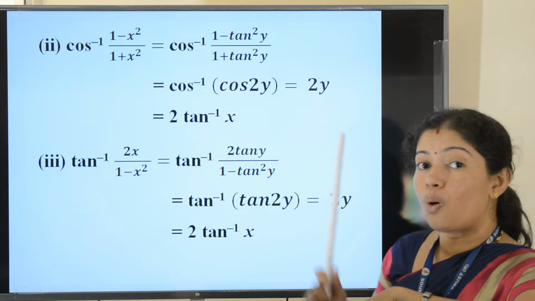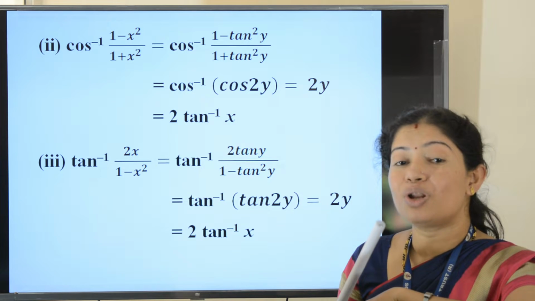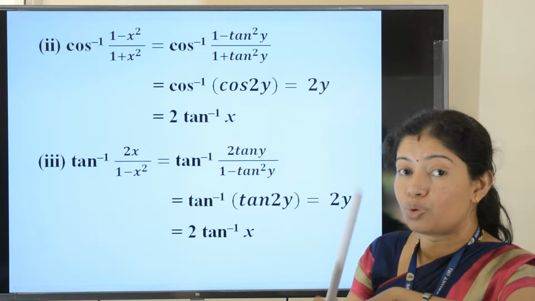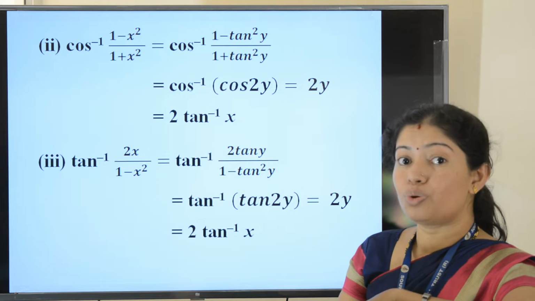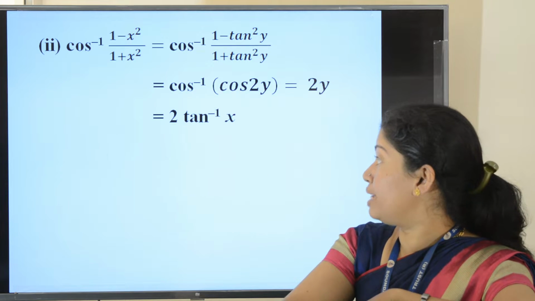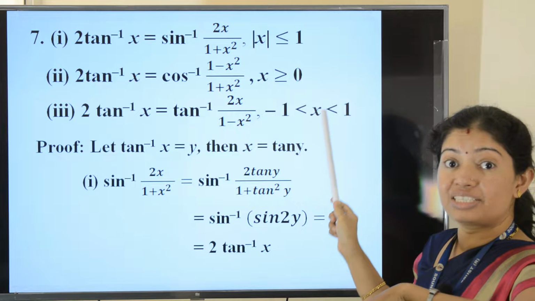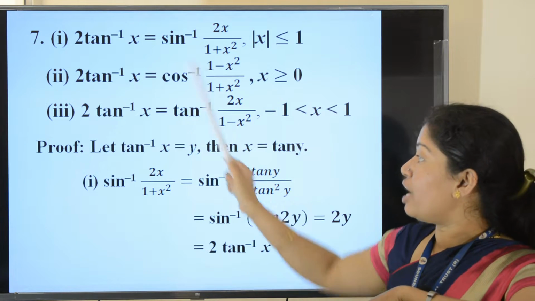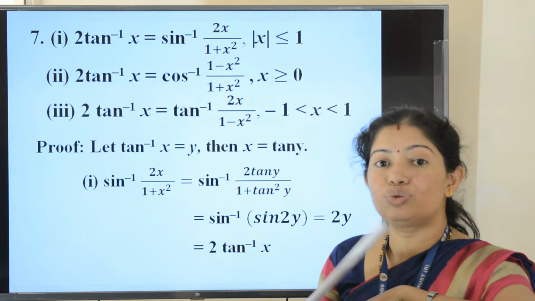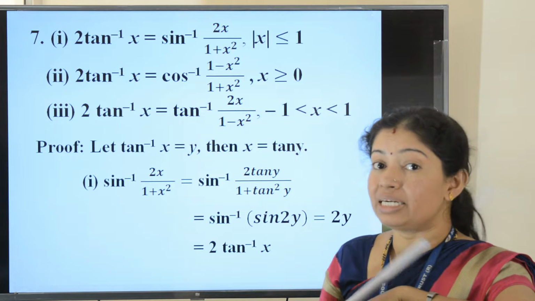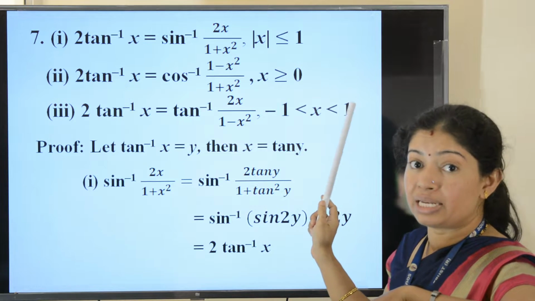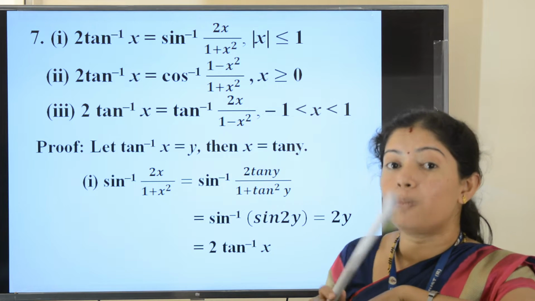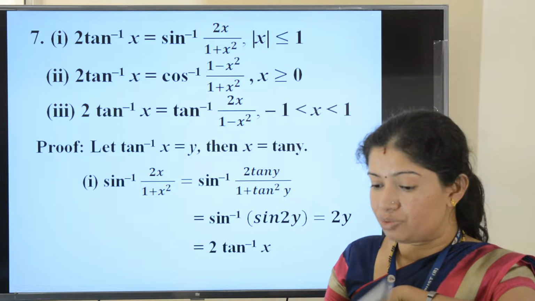So 2y belongs to the open interval minus pi by 2 to pi by 2 means y belongs to the open interval minus pi by 4 to pi by 4. That means tan inverse of x belongs to minus pi by 4 to pi by 4, so x belongs to the open interval minus 1 to plus 1. So the condition is x should be strictly greater than minus 1 and strictly less than 1. So you can write 2 tan inverse of x as tan inverse of 2x divided by 1 minus x square, provided that x lies between minus 1 and plus 1, because our range for tan inverse is the open interval minus pi by 2 to pi by 2.